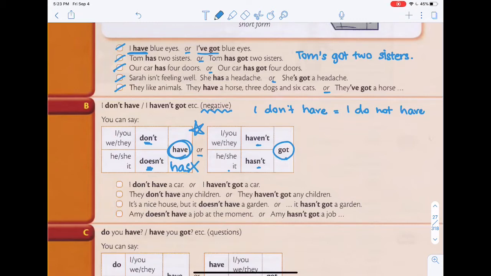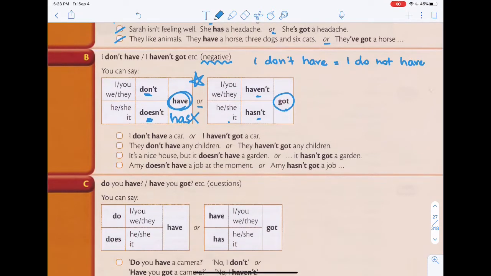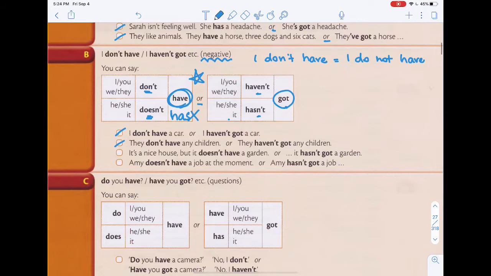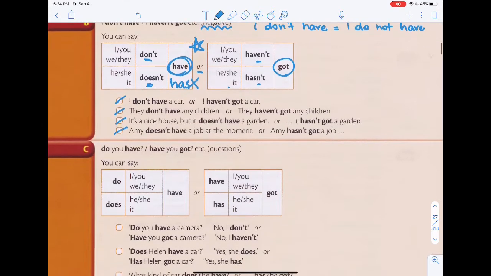Alright, so let's look at the examples. I don't have a car, or I haven't got a car. They don't have any children, or they haven't got any children. It's a nice house, but it doesn't have a garden, or it hasn't got a garden. Amy doesn't have a job at the moment, or Amy hasn't got a job. Okay?